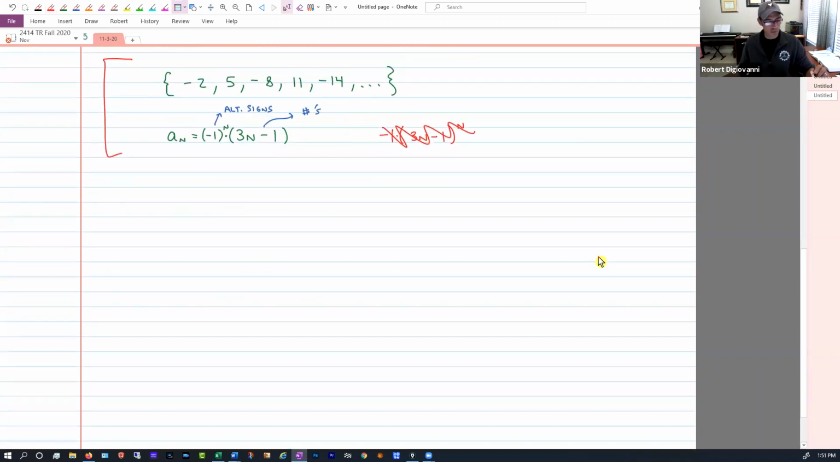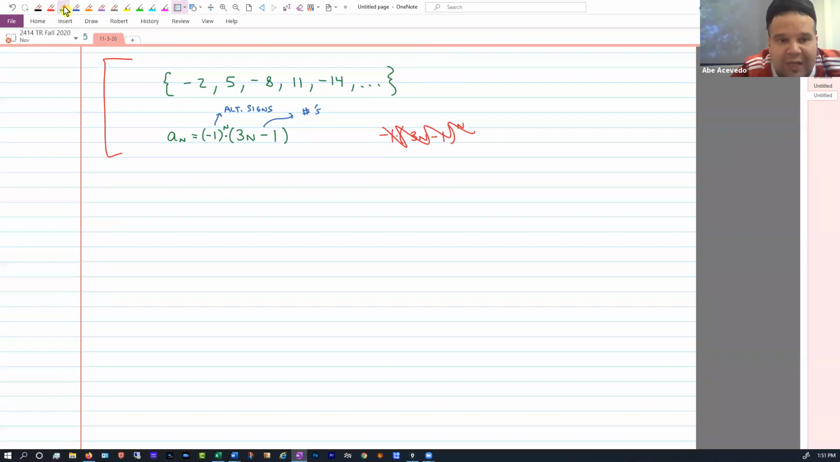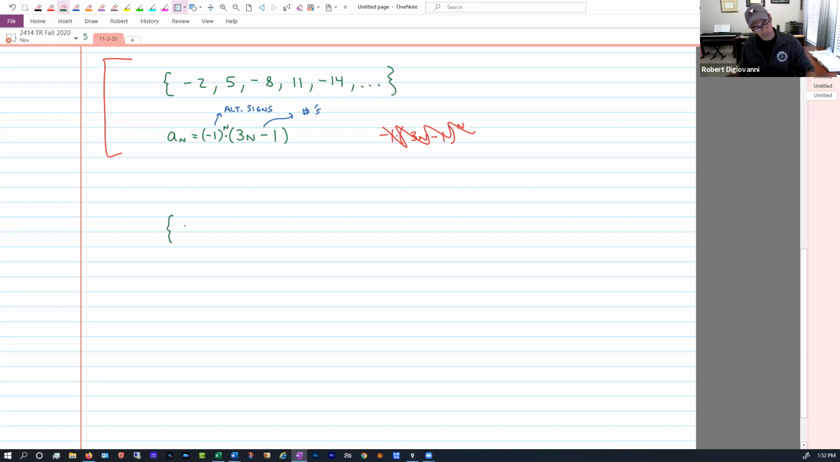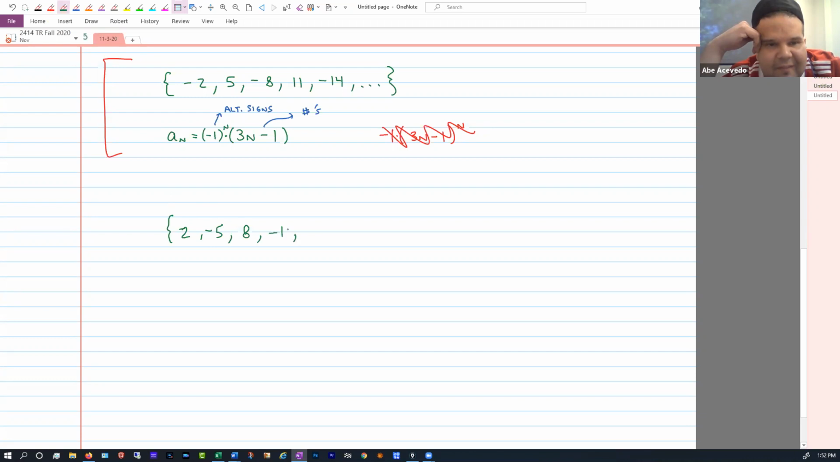How about this, Professor? What would you do to change the sequence, instead of the negative two, the other numbers, taking the negative sign: negative 5, negative 11, and plus 2 and plus 8? So you're saying to have the same sequence, just with flipped signs. That one, right? Yep. Okay.